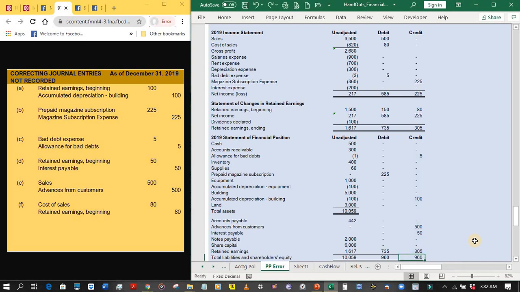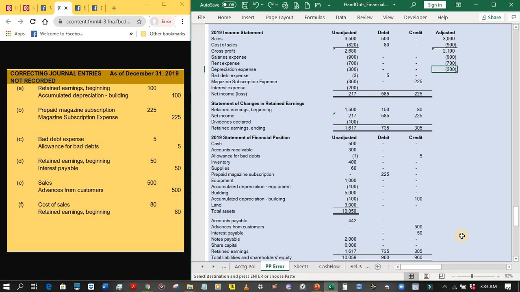So now after this, let us determine the adjusted balances that will appear in the comparative financial statements in 2020. So let us start with the income statement section. So we have sales, 3,000 pesos. Then the cost of sales is 900 pesos. So our adjusted gross profit is 2,100. Then for salaries, rent, depreciation, the amounts are the same as unadjusted because there are no adjustments. So that is 900, 700, and 300.